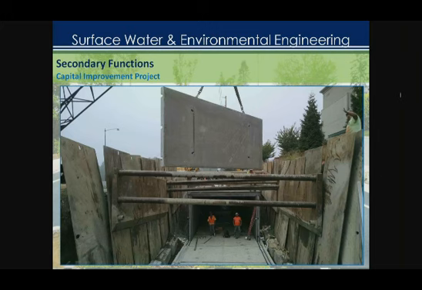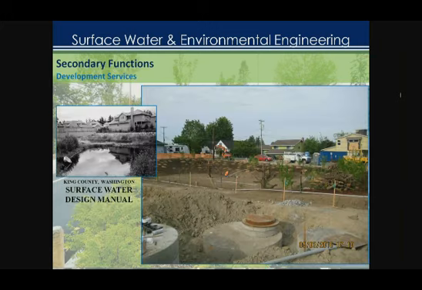Moving on to secondary functions, there are capital projects, and I'm going to come back to those at the end of this. This is a huge detention vault that they're building under Pacific Highway as part of the redevelopment project there. That's basically their sidewalk and the pavement, where you can sit. Then there are development services, where we review technical information reports and make sure that development projects are designed according to the King County Surface Water Design Manual.